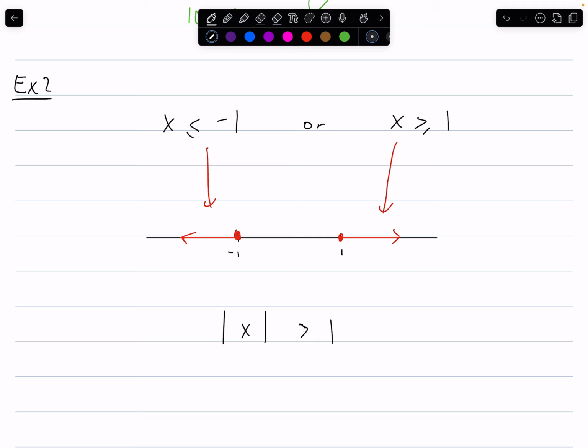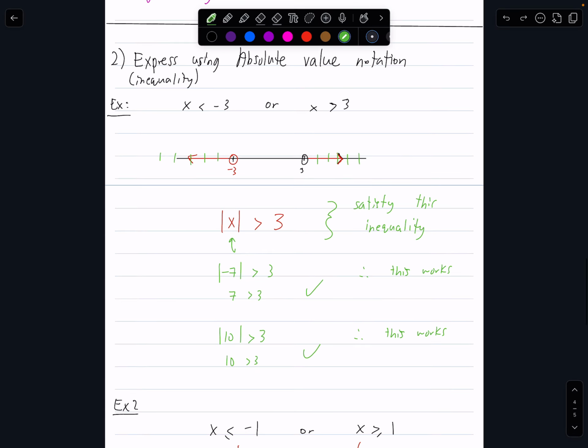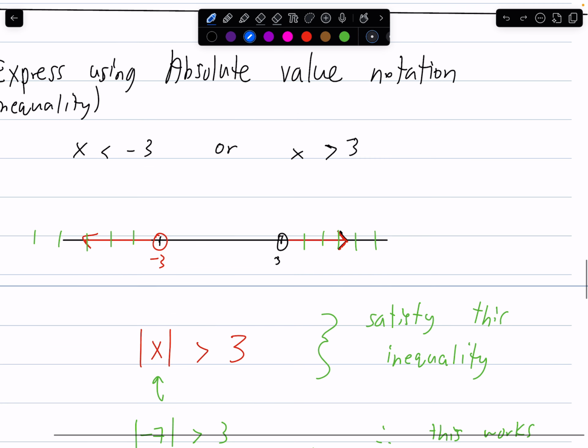Because any number I put here, -2, -3, -4, it'll automatically be greater than 1 because it'll become positive. And any number here will automatically be greater than 1 because it will already be positive. So you see, example 2 and 3 are very similar. Now, the only difference that I want to make sure that you understand as well, this is another thing.